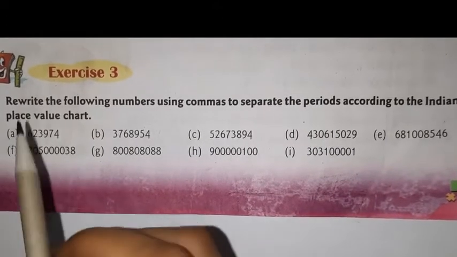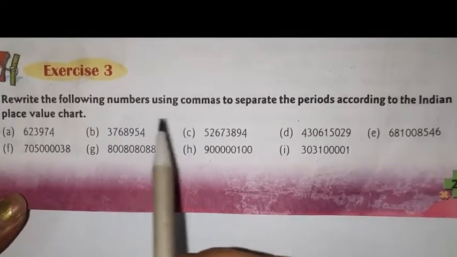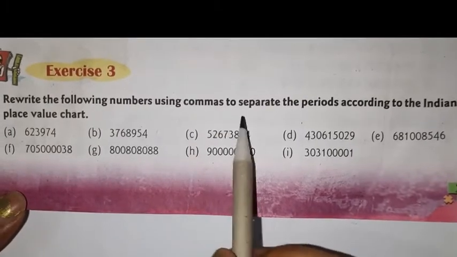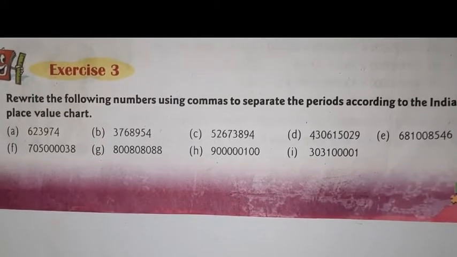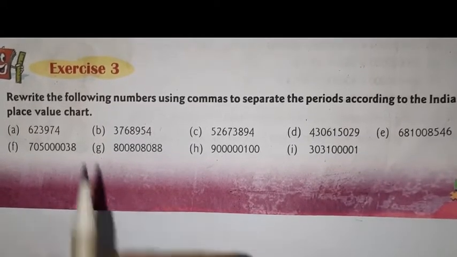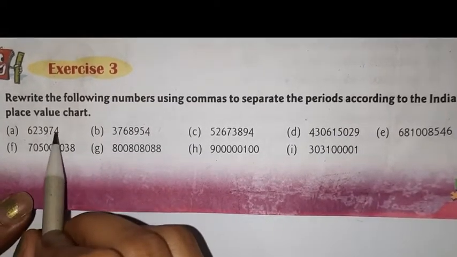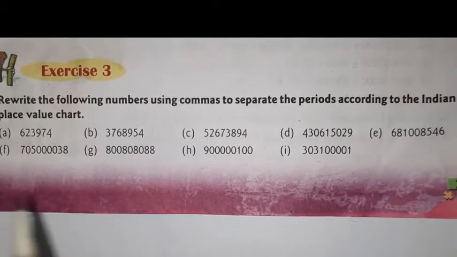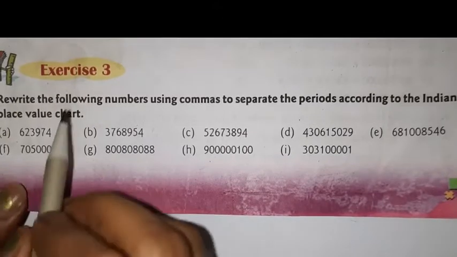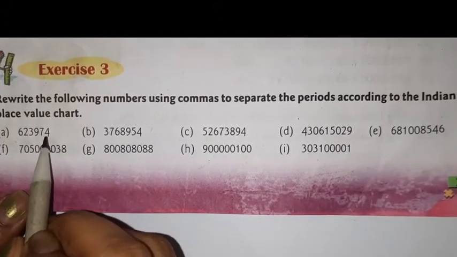As we have already gone through the PPT of this lesson, let us begin with the exercise. The first question is rewrite the following numbers using commas to separate the periods according to the Indian place value chart. We know Indian place value chart means we have to put a comma after 3 digits from the right, and after that, after every 2 digits we have to put commas. So let us begin. First we'll put a comma after 3 digits.